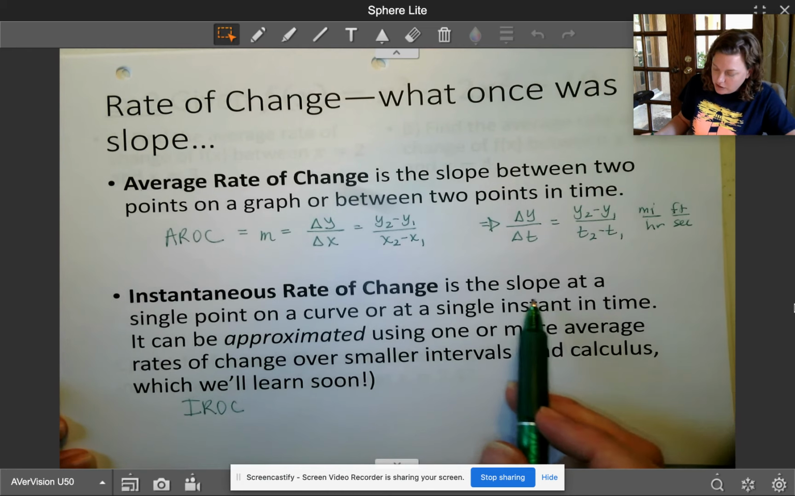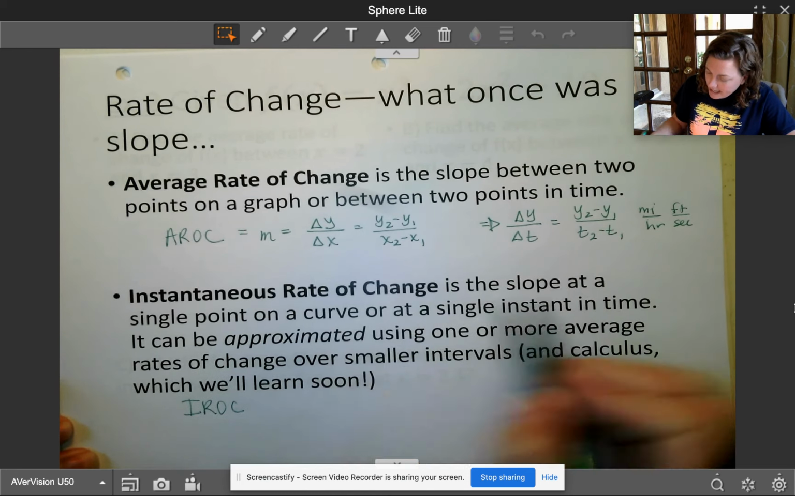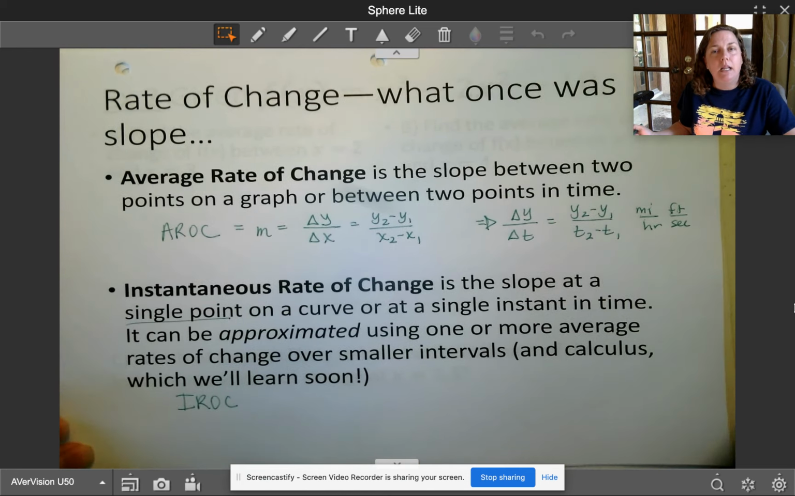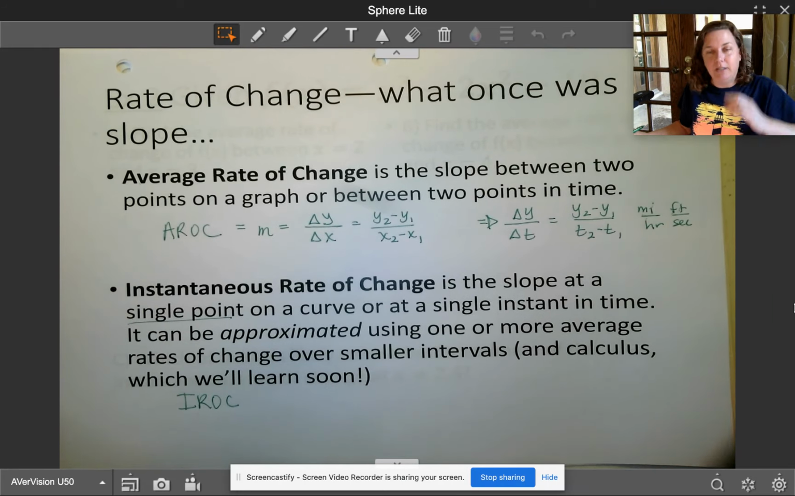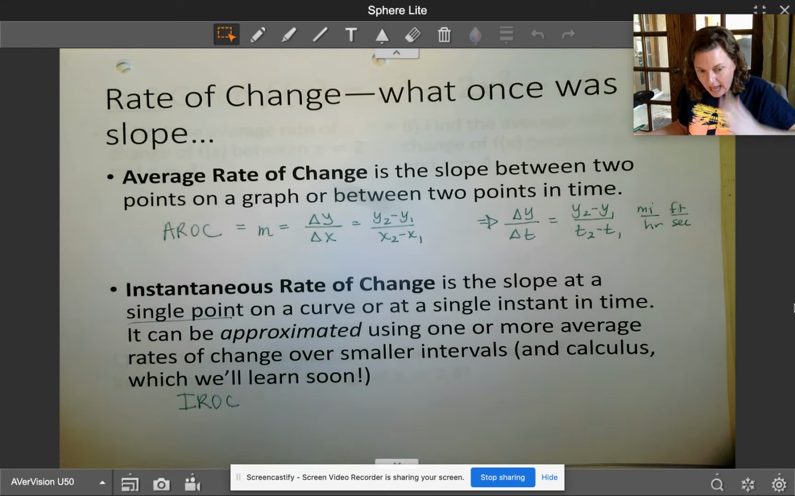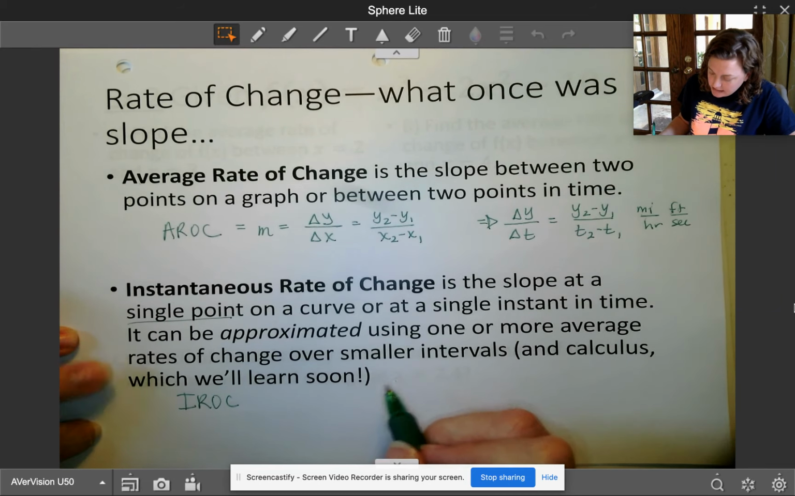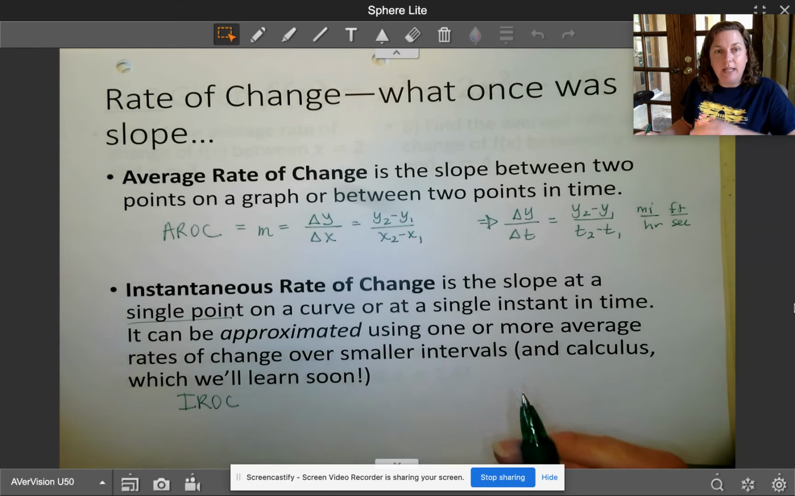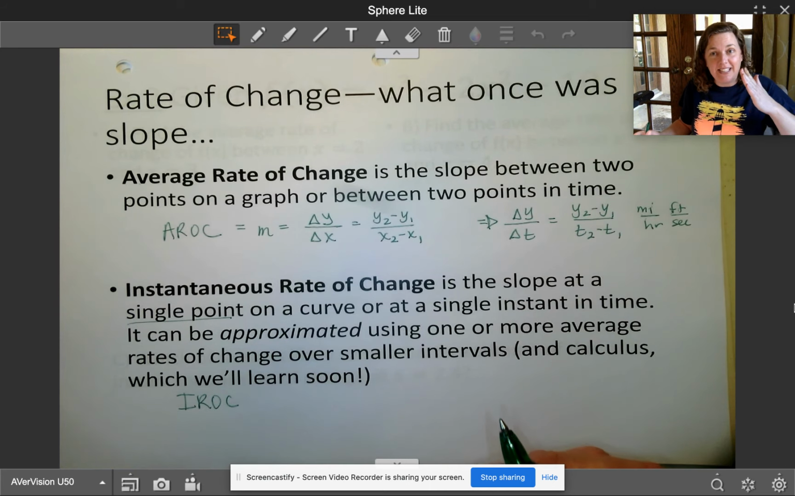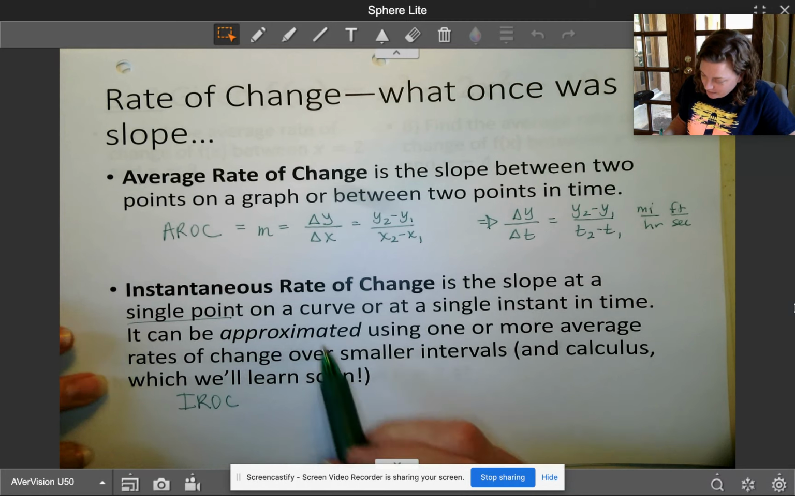Instantaneous rate of change is the slope at a single point. It's the slope at 1 second, or the slope at x equals 5, okay? It is also the tangent, okay? So it is the slope of the tangent line. And we'll talk more about that soon.